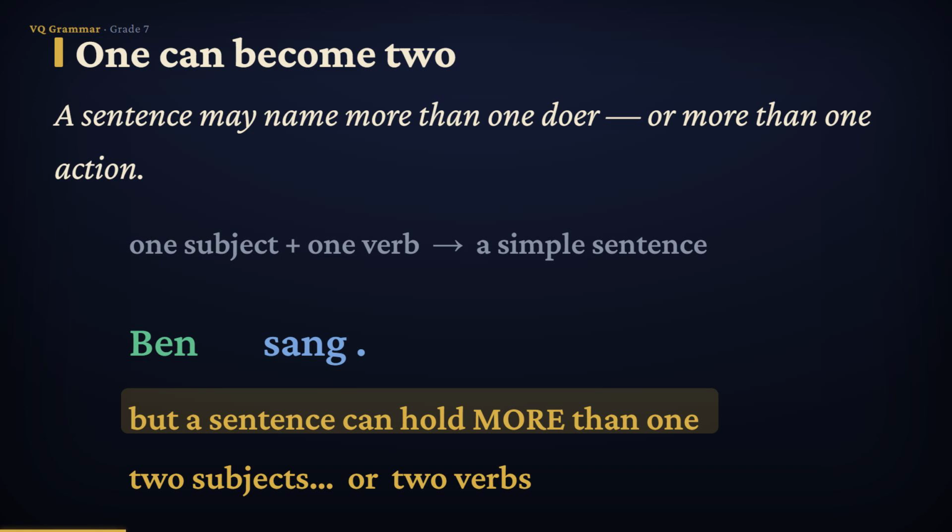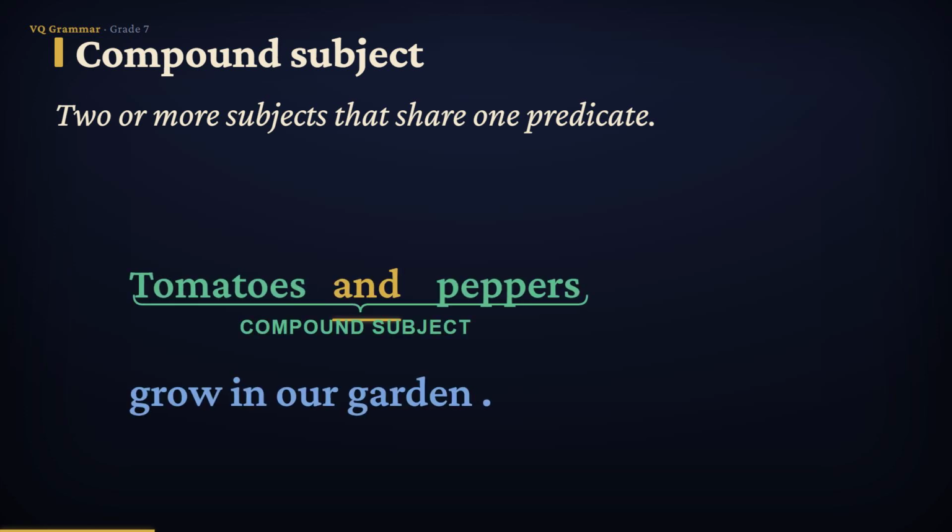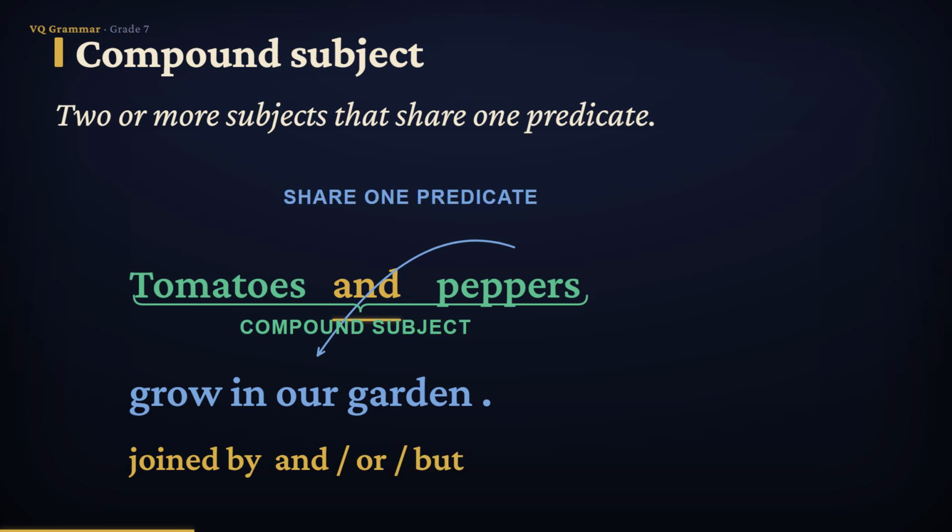Let's meet both kinds. First up, the compound subject. A compound subject is two or more subjects that share the exact same predicate. Here's one. Tomatoes and peppers grow in our garden. Ask yourself, what grows? Tomatoes and peppers. That's two subjects sitting side by side at the front. Yet there's only one predicate, grow in our garden, and both subjects share it. The word holding them together is and. That, right there, is a compound subject.